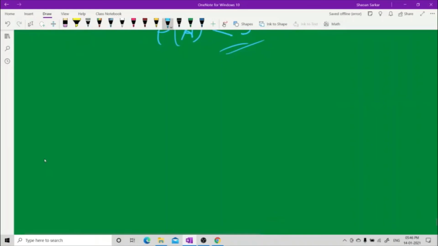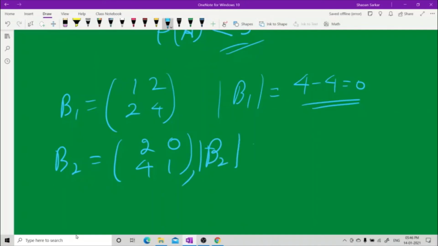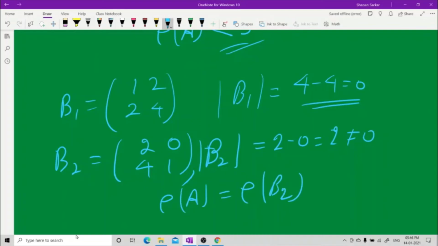Suppose I take B1, and I write 1, 2, 2, 4. Now, if I take the determinant, I'll get 4 minus 4, which is 0. So you will say the rank is not 2. But if I select B2 out of this 2 cross 2 matrix, and I take 2, 0, 4, 1, in this case, if I take the determinant of B2, I'll get 2 minus 0, which is 2, non-zero. Therefore, the rank of A is the same as the rank of B2, which is 2.